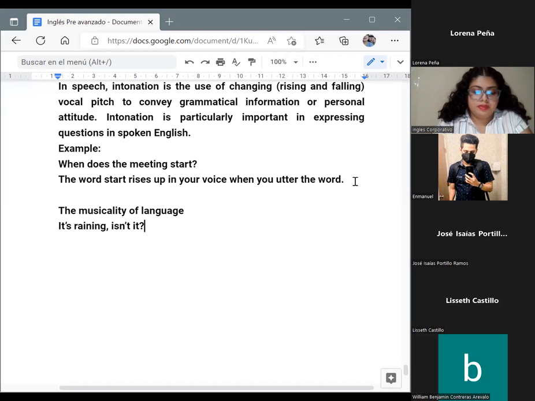Isn't it? You may think that you are asking a question, but in this case, you are just using an affirmation or a sentence or a statement, because you are making sure that the people are understanding what you are saying. Is it raining, isn't it?